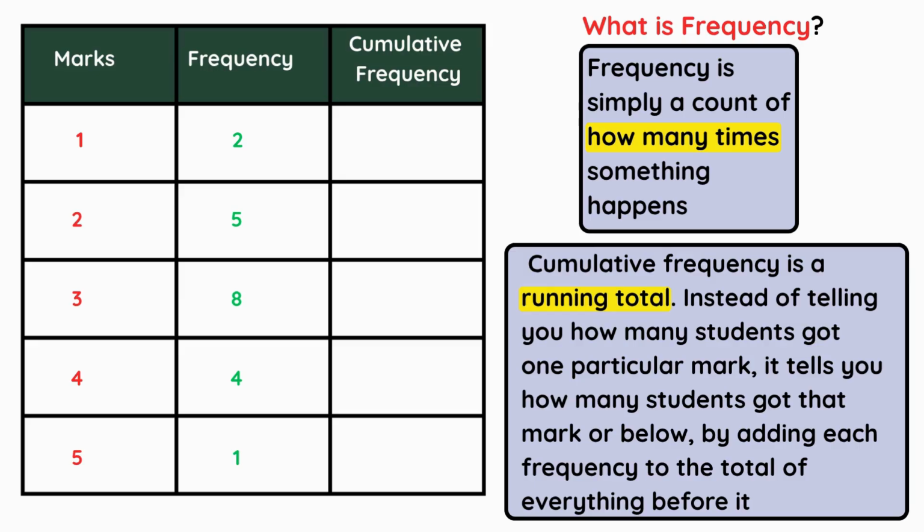We start with the first frequency 2, so the cumulative frequency for a mark of 1 is just 2. For a mark of 2, we take that 2 and add the next frequency 5, which gives us 7. For a mark of 3, we take 7 and add 8, which gives us 15. For a mark of 4, we take 15 and add 4, which gives us 19. And for a mark of 5, we take 19 and add the last frequency 1, which gives us 20. So our cumulative frequency column reads 2, 7, 15, 19, and 20.